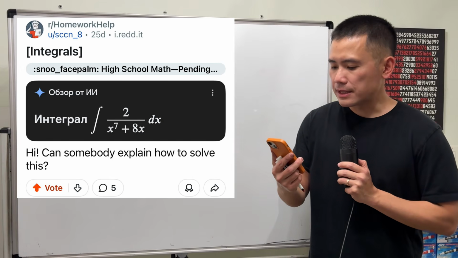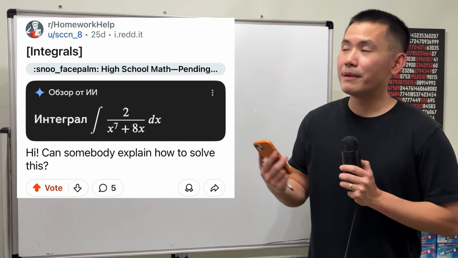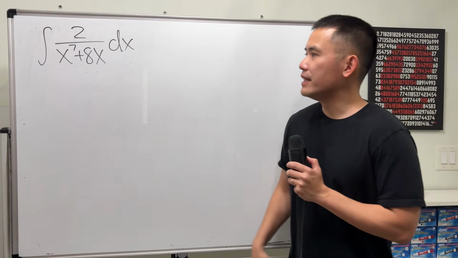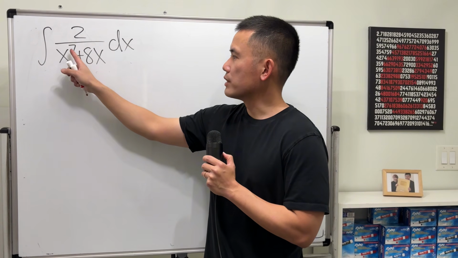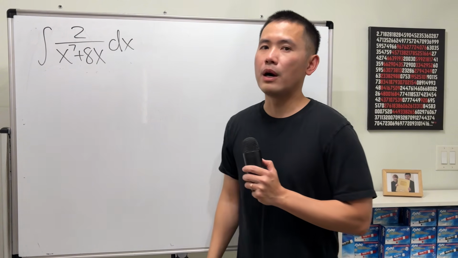Hi, can somebody explain how to solve this? Okay, let's have a look. Right here we have the integral of 2 over x to the 7th power plus 8x to the 1st power.